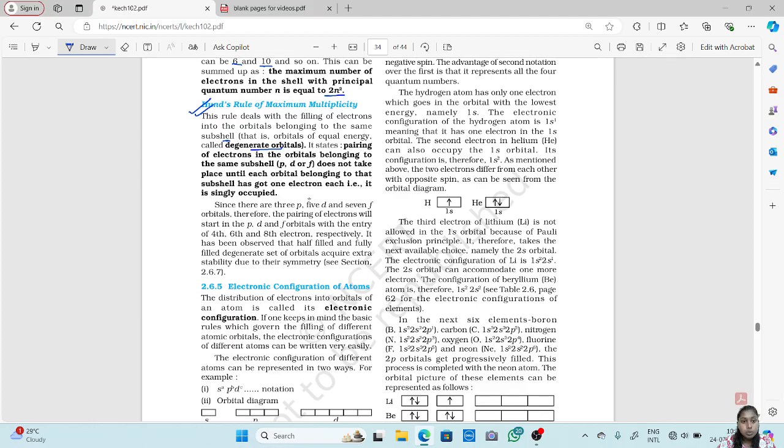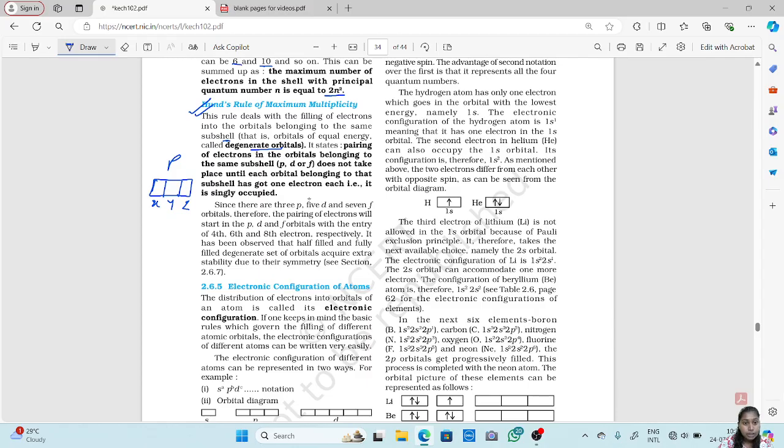Now, Hund's rule of maximum multiplicity states that pairing of electrons does not occur until each orbital is singly occupied. For example, take P. P has three orbitals, that is Px, Py and Pz. You have three orbitals in P.